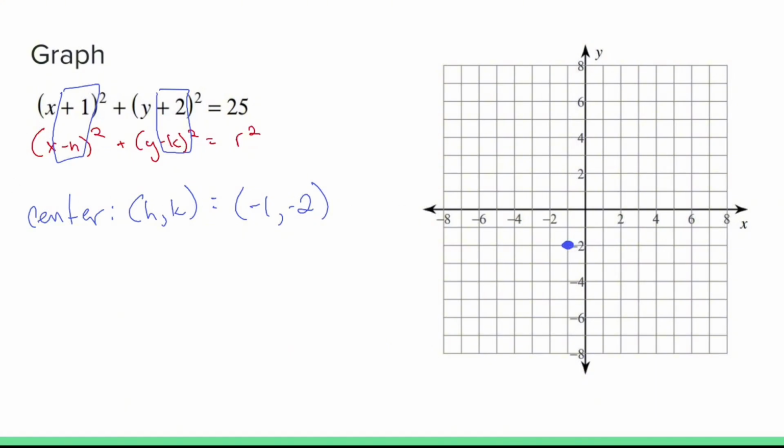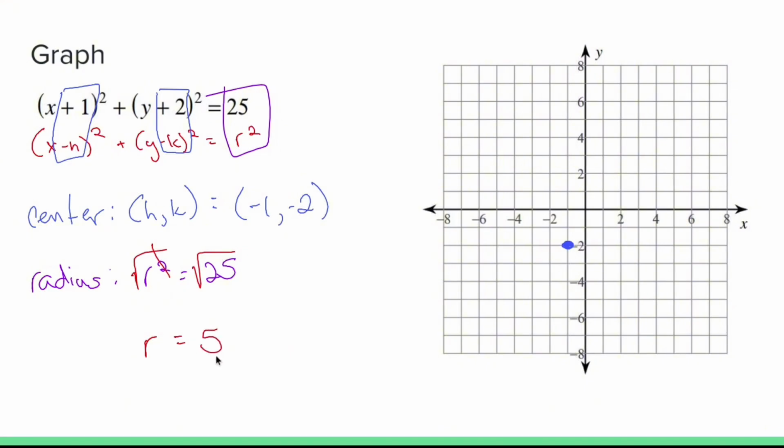Now I must find the radius. So r² is going to be 25. So that's how I find my radius. r² = 25. Square root both sides. No need to worry about the positive or negative, can't have a negative radius. And the radius is going to be 5.